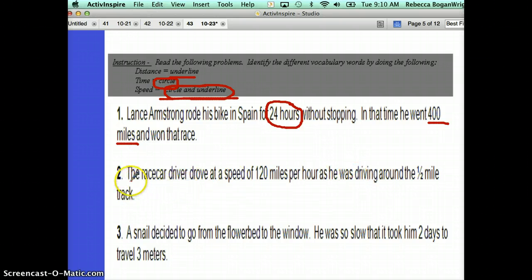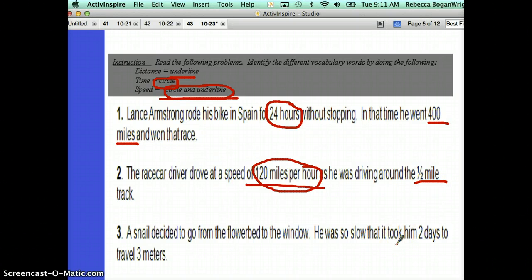Number 2, the race car driver drove at a speed of 120 miles per hour. This right here is a speed. I know because I have a distance and a time, miles and hour, so I'm going to circle it and underline it because speeds have both time and distance. The race car driver drove at a speed of 120 miles per hour. Is he driving around the half-mile track? Sorry about that. He is driving around the half-mile track. Half mile is a distance, so we underline.